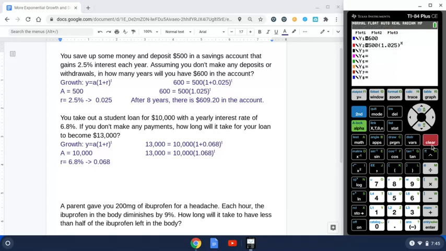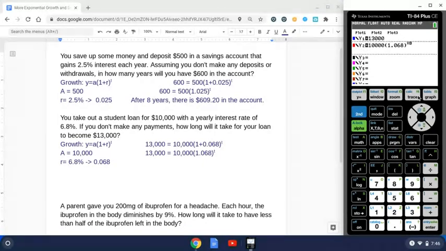So I'm going to go back to y equals, clear out what I have. So I'm going to put 13,000 in the first one, and then my equation, 10,000 times 1.068, all of that raised to the x. Oh, delete. Make it an exponent there.